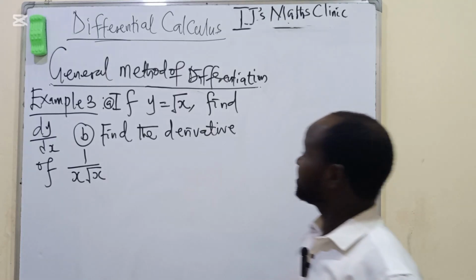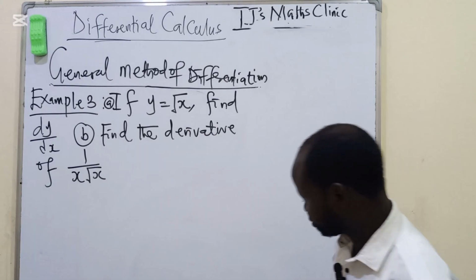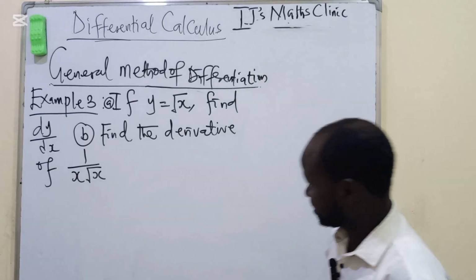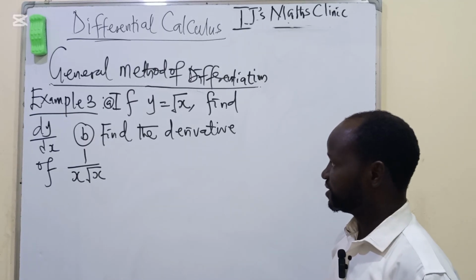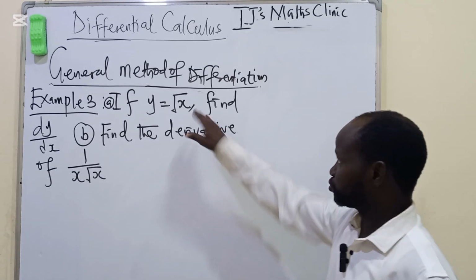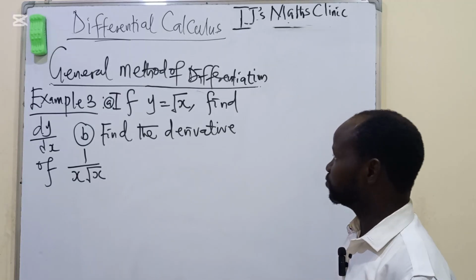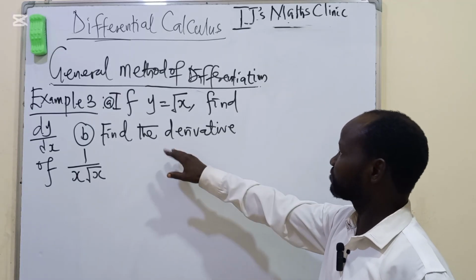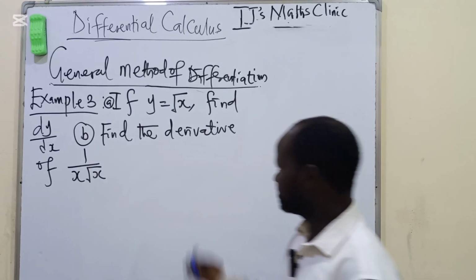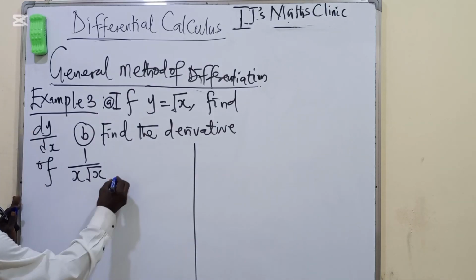Still on differential calculus. We are still looking at the general method of differentiation. With us here is example 3. We have 3a and 3b. Let's consider this question. A, if y equals root x, we are asked to find the change in y with respect to x. B, we are asked to find the derivative of 1 divided by x root x. Let's write down the solution and see how we can handle this.